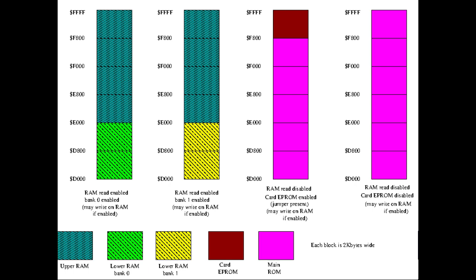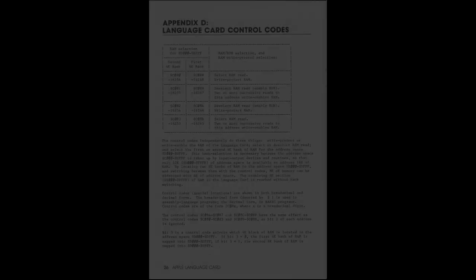So the upper 8 kilobytes are always mapped, and the lower 8 kilobytes can be mapped in two banks of 4 kilobytes each. That's because the C000 to CFFF space, which is the other 4 kilobytes missing, is always mapped to IO. This is very well explained in the manual page of the language card. The control codes independently do three things: write protect or write enable the RAM of the language card, select or deselect RAM read, and select the first or second 4K bank of RAM for the address space D000 to DFFF.